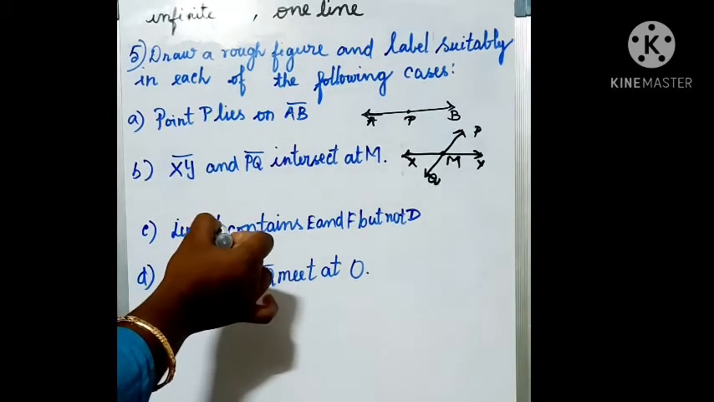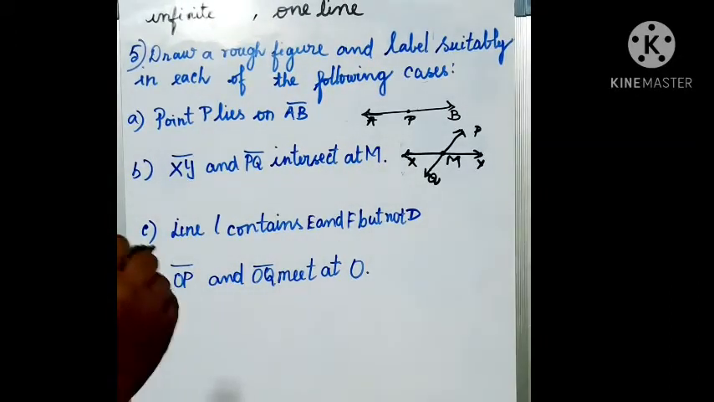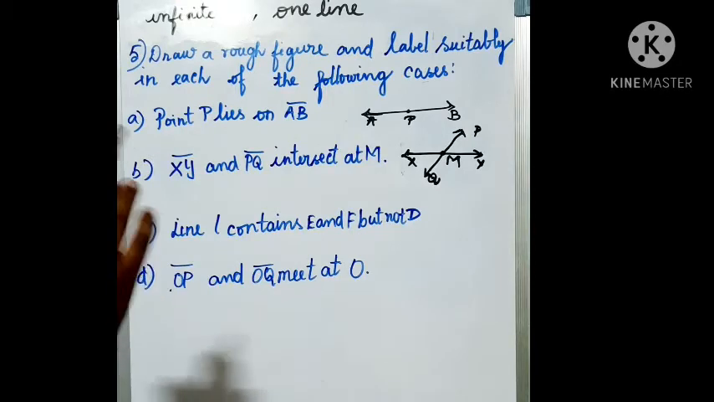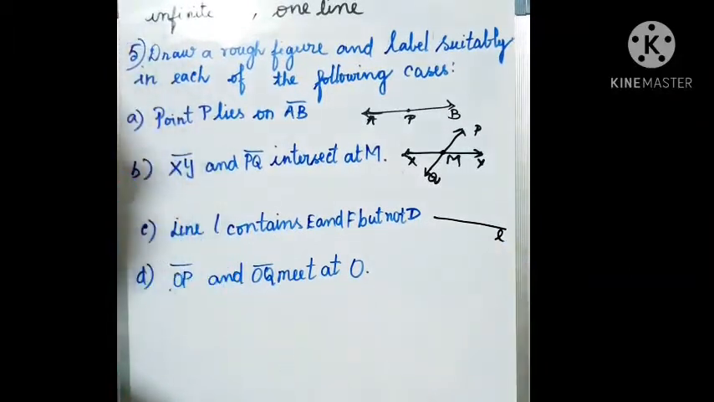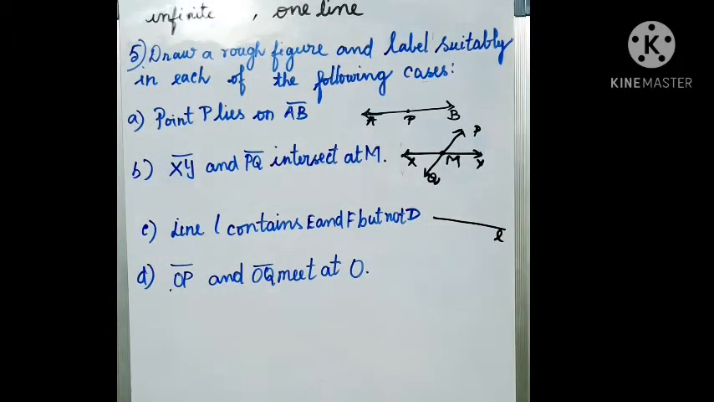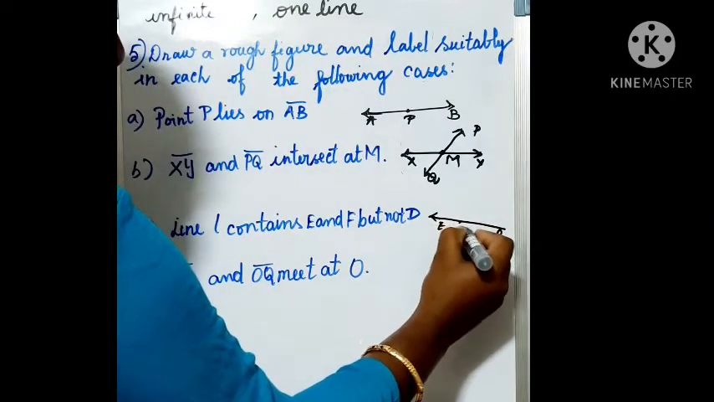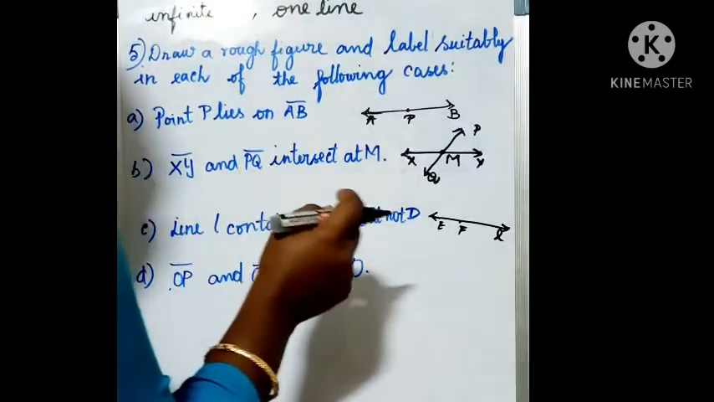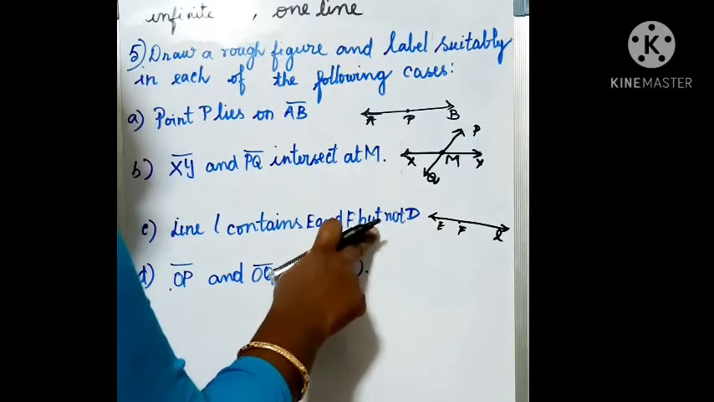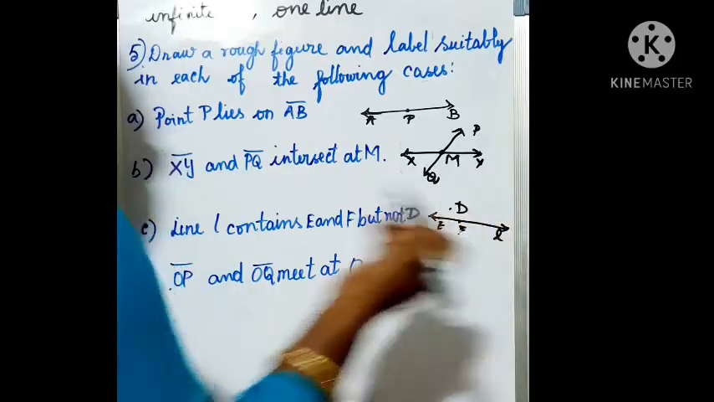Next, the line L contains E and F but not D. So you have to draw a line and name it L. It contains E and F, so put E and F on it. This is E and this is F. You are drawing along with me, I hope. So this is E and F but not D. D is not on the line, so put a dot and write D.